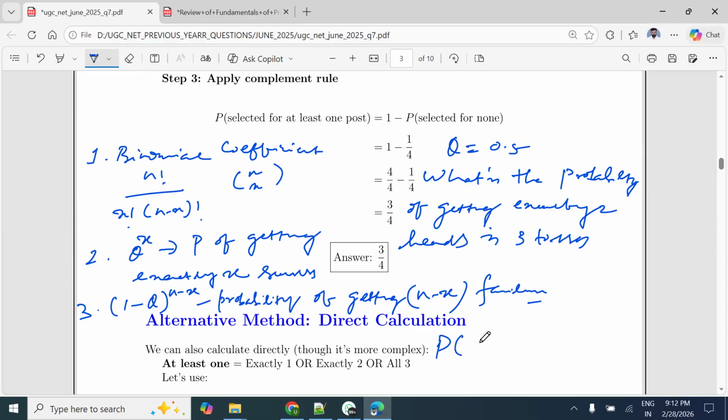You will write like this: probability of x taking the specific value, that is 2. So 3 factorial divided by 2 factorial into 3 minus 2 factorial, into 0.5 square into 0.5 to the power 1. Clear?